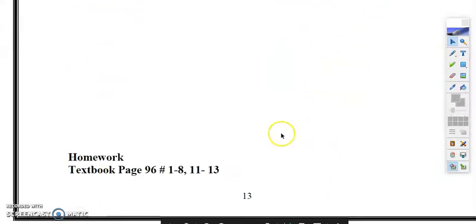So try some of these. There are some practice questions that go with the first part of 2.2, and that homework comes from the textbook on page 96. 1 through 8 and 11 through 13 are examples pertaining to the CAST rule. Get yourself familiar with those.